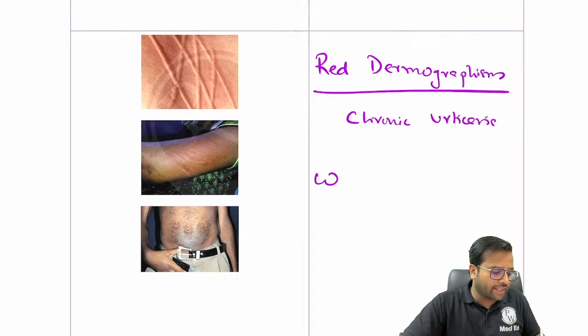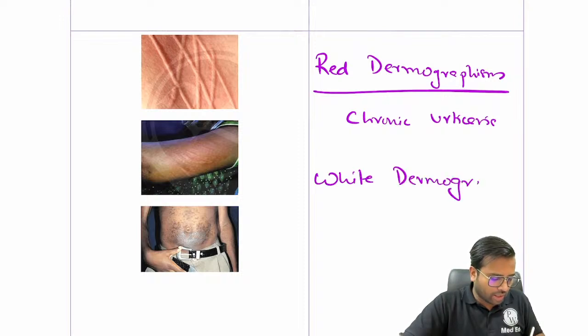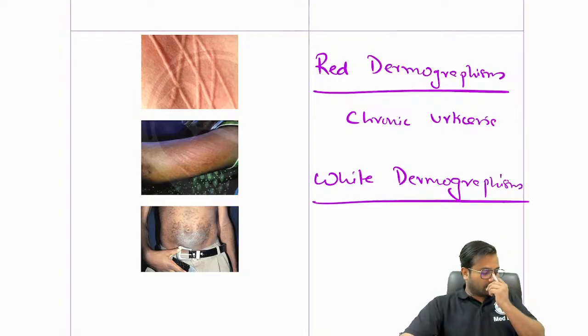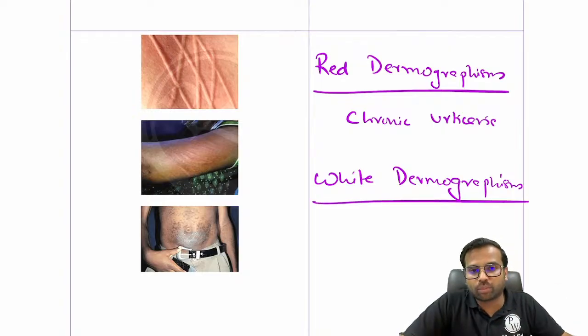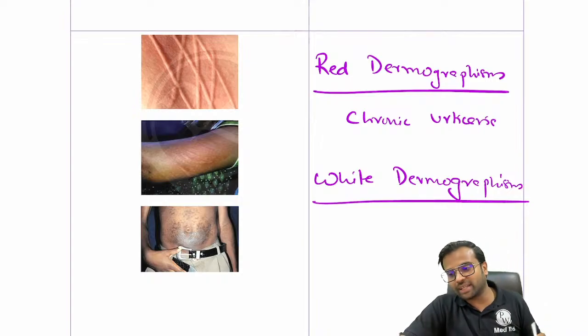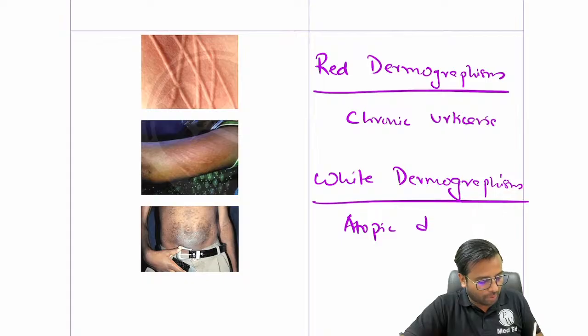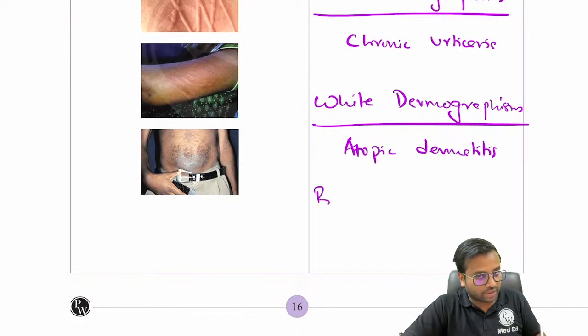What about white dermographism? Can you just try to recollect where we learned about white dermographism? Excellent. White dermographism is seen in atopic dermatitis. How about black dermographism? Anyone? Black dermographism?